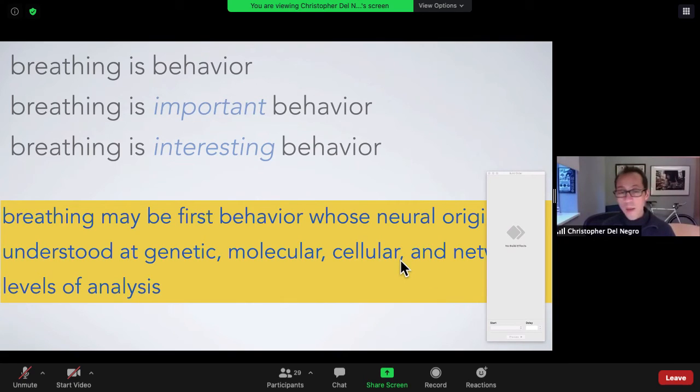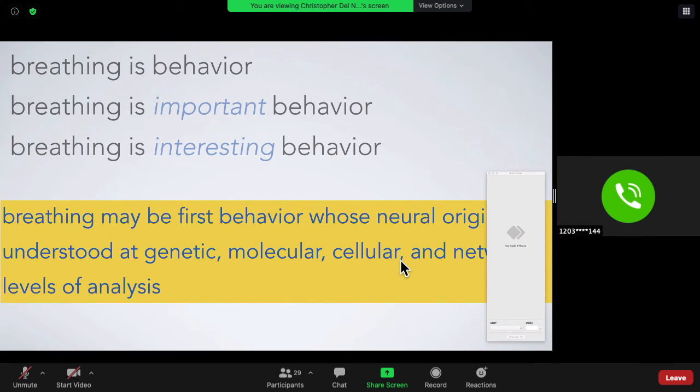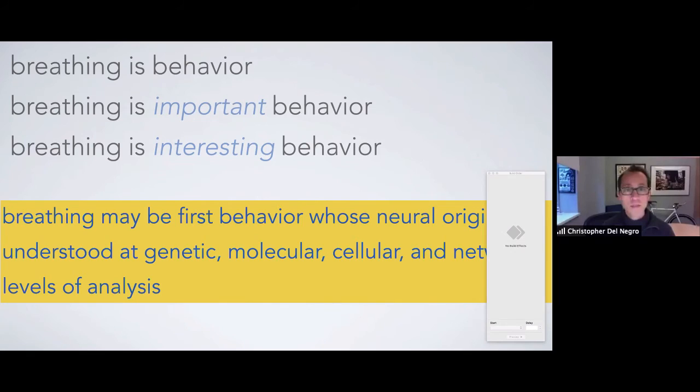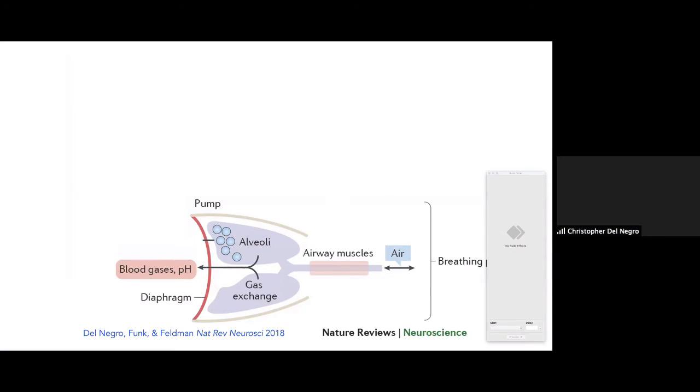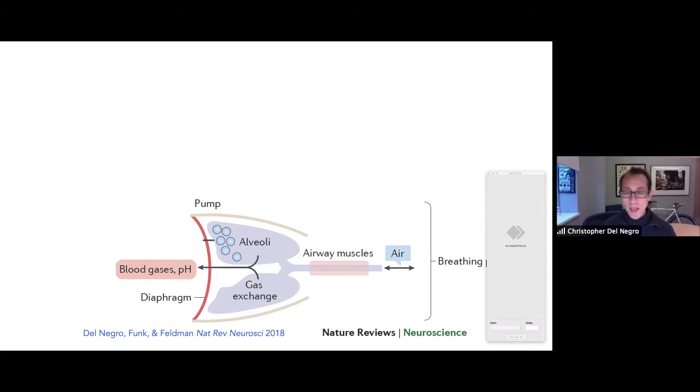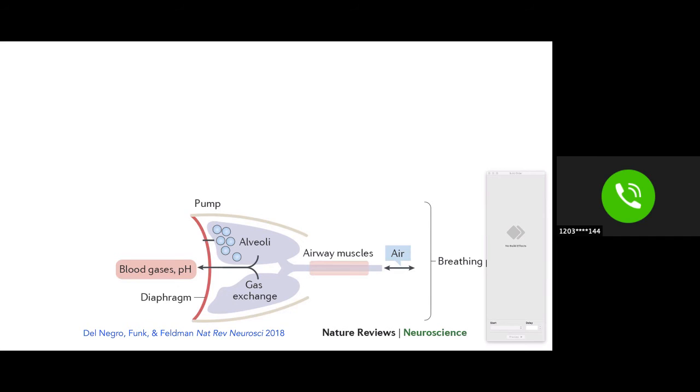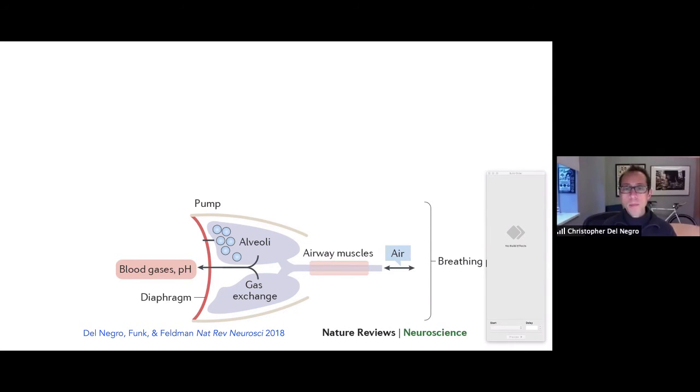So I want to try and go down that path with you today and talk about some of the things we've learned over the past couple of decades. So let's start out by reviewing the breathing plant shown at the bottom of the slide here. We have the airways and the lungs. If we're going to understand the neural control and generation of breathing, we have to move from the breathing plant.